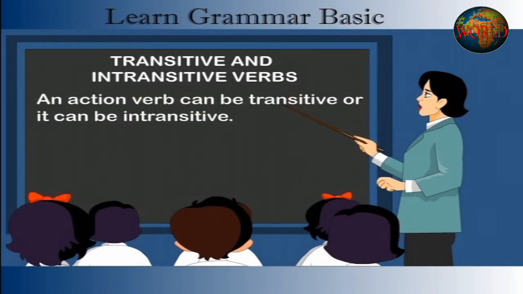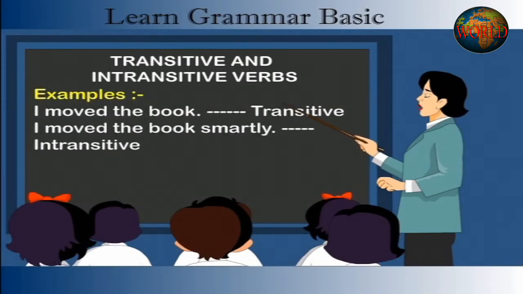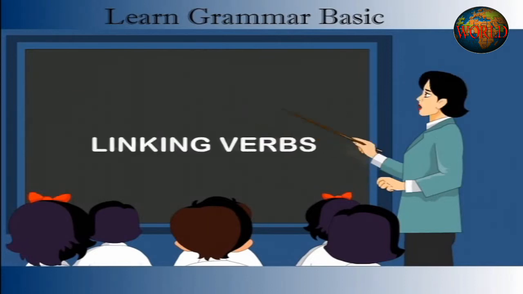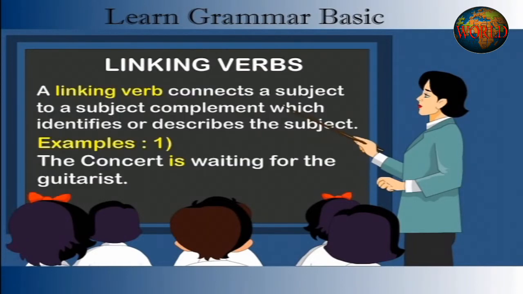An action verb can be transitive or it can be intransitive. Examples, I moved the ball. Transitive. I moved the ball smartly. Intransitive. Linking verbs. A linking verb connects a subject to a subject complement, which identifies or describes the subject.